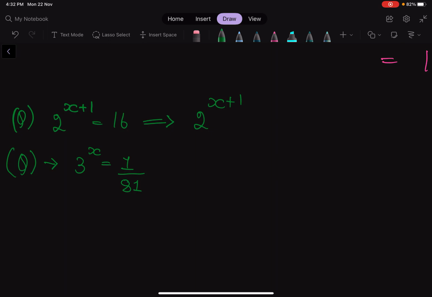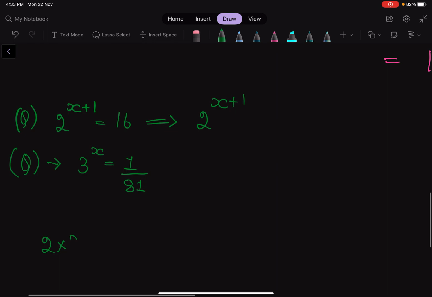What you need to do is find what power of 2 is 16. So let's think, what power of 2 is 16? I think 2 power 4 is 16, right? Because it's 2 multiplied by 2 multiplied by 2 multiplied by 2. 4, 4 and 4 times 4 is 16. So I can write it as 2 power x plus 1 equals 2 power 4.